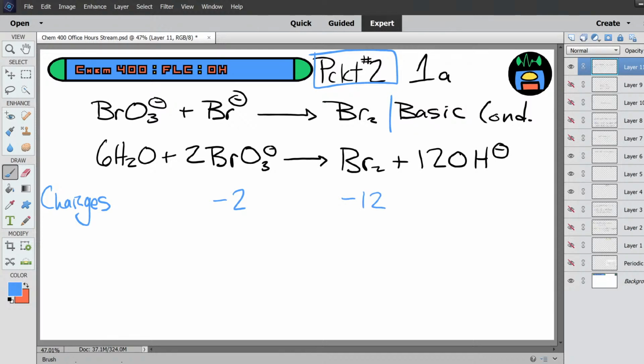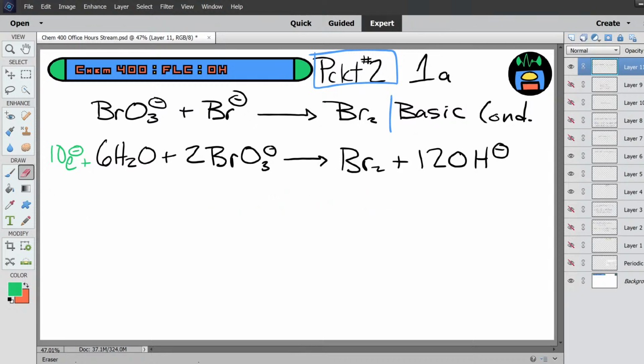All right. Now these need to be equal, and we can only add electrons, right? We can only add negative charges. So we're going to need to include 10 electrons on the reactant side so that we get -2 minus 10 equals -12. So here, this is our bromate half reaction with balanced atoms and balanced charges.